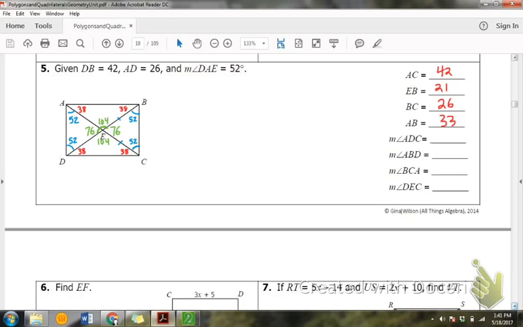Okay, any questions on number 5? We okay with that? Are you guys okay finding the correct measures to go in the blanks? Okay, let's go on to number 7.